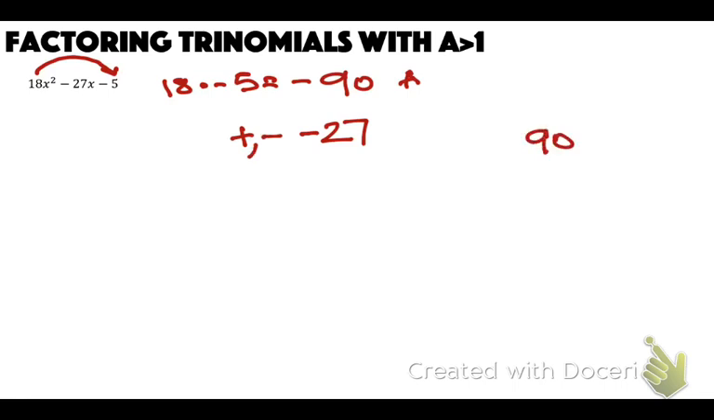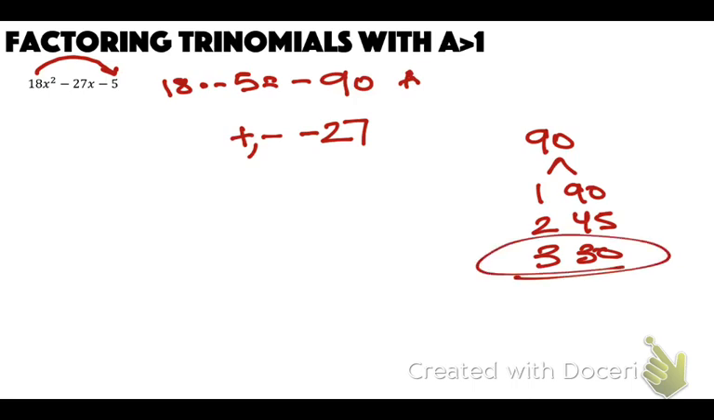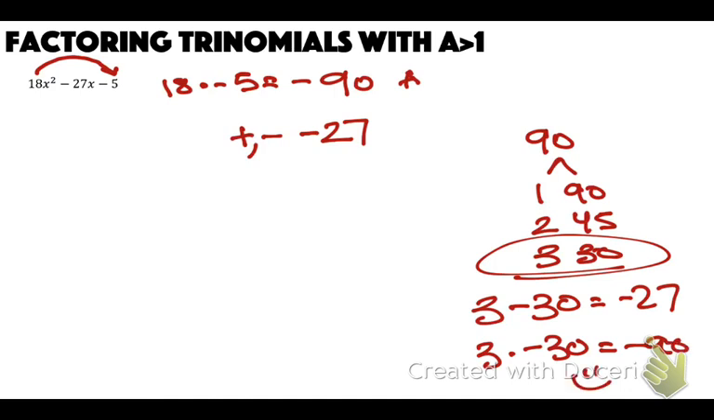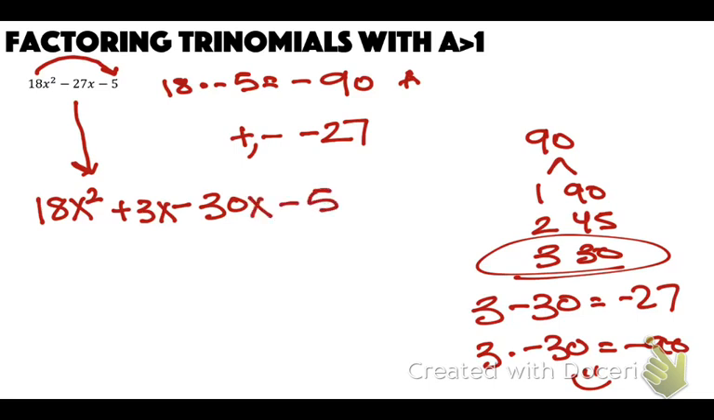Let's write out the factors of 90. Well, that's 1 and 90, 2 and 45, 3 and 30. Oh, wait a second. 3 and 30. If I do 3 minus 30, I get negative 27. And if I do 3 times negative 30, I get negative 90. Sweet. So that works. Okay. So 3 and 30. What I'm going to do here, I'm just going to move this down. So I'm going to put 18x squared. And then I'm going to change that negative 27 to 3 and negative 30. So that's going to be plus 3x minus 30x minus 5.